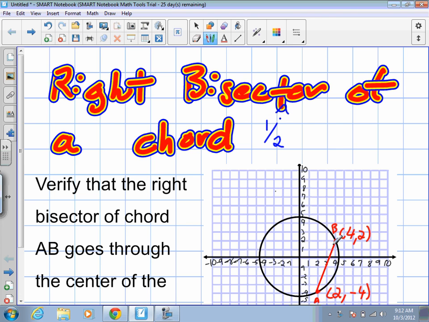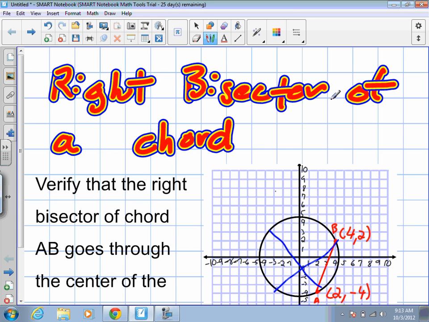So in other words, if we're talking about a chord, a chord is a line that goes from any two points on a circle that does not go through the center. If it were to go through the center, it would be considered what part of the circle? Diameter, and then half of that would be the radius. So a chord is any two points that don't go through the center, something like that, or the red one we have, AB here.